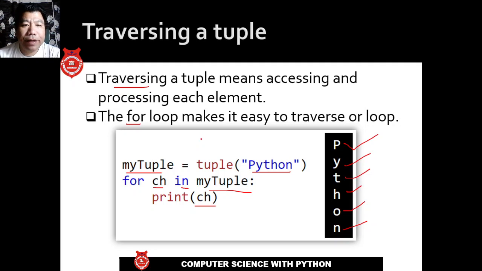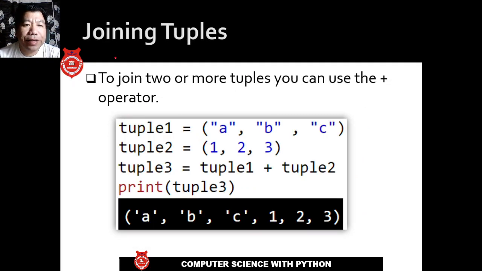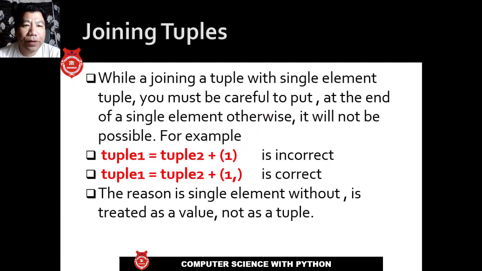I hope it's clear. Now let's go to the next one. Joining tuples. You can join two or more tuples with the plus operator. Here I have tuple 1, which is ABC, tuple 2, which is 1, 2, 3, and tuple 3, I can say tuple 1 plus tuple 2. And I can print tuple 3. So I got the output ABC 1, 2, 3, which is a join between the tuples.